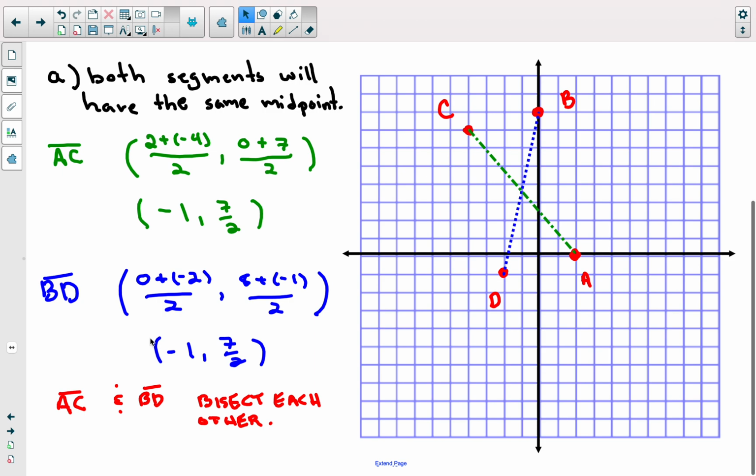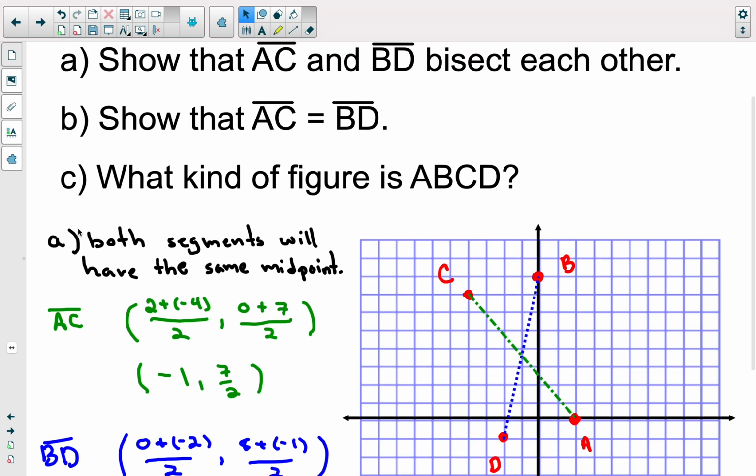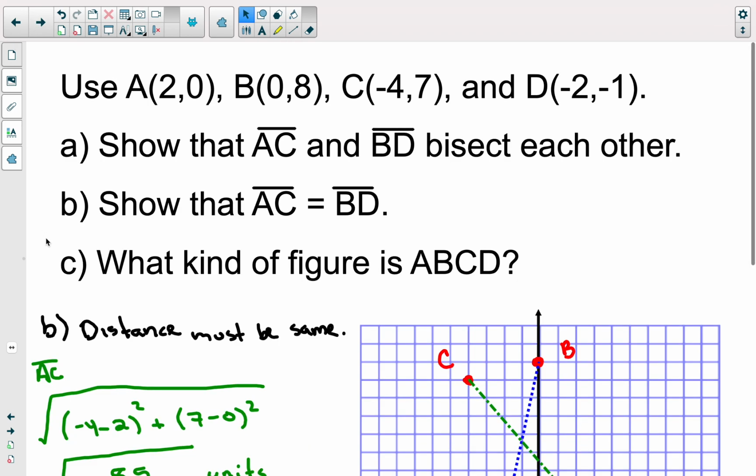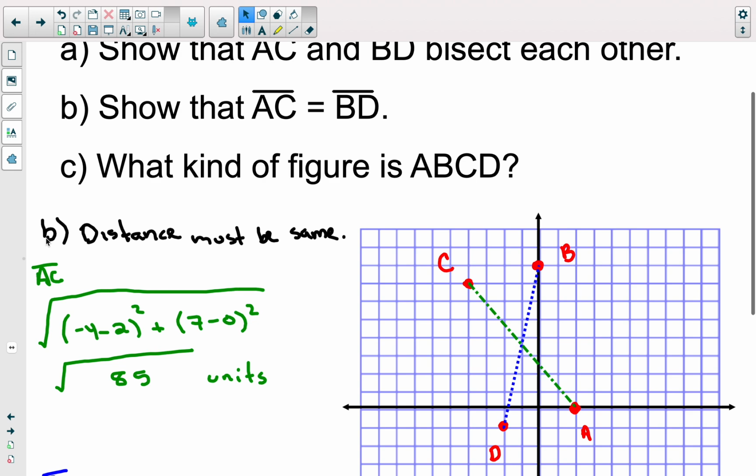Next up for part B, we're looking at, show that segment AC is equal to BD. All right, so if that's the case, then the length of segment AC and segment BD should be the same. So now I'm going to use the distance formula. So negative 4 minus 2 squared plus 7 minus 0 squared. It's 36 plus 49, which gives us square root 85 units, right?